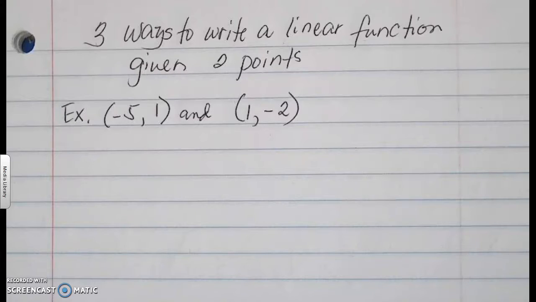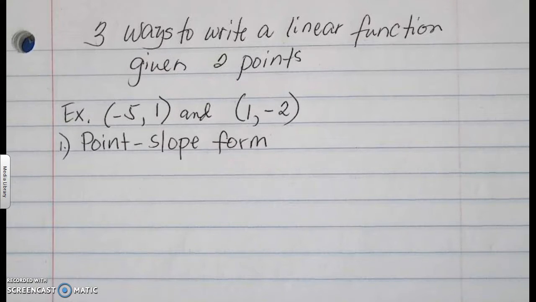Okay, so this is just a review of the 3 ways to write a linear function given 2 points. Our only example is (-5, 1) and (1, -2). The very first way that you can do this is the point slope form. You are given 2 points and you can use either of the two.